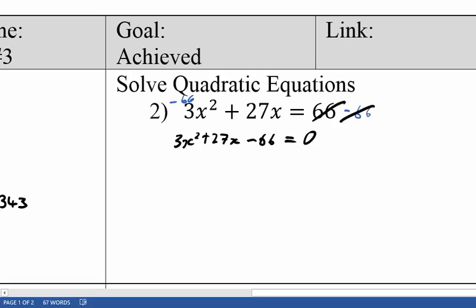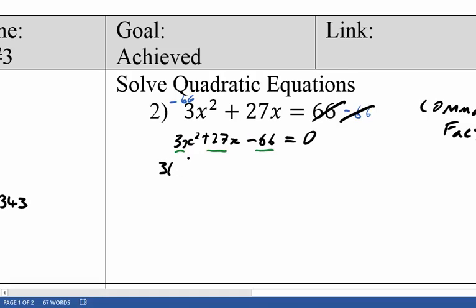Now, once I'm at this step, I can start factorising. I look at this, and the first thing I ask myself is, is there a common factor? Very important that I do that first step. I could look at it and say, oh, it's a hard factorising one, and then do all those millions of steps. However, it's much easier if I just ask myself straight off the bat, is there a common factor? And in this case, there is. If I look at these three numbers, 3, 27 and 66, is there a number that goes into all three of them? There is. It is 3.